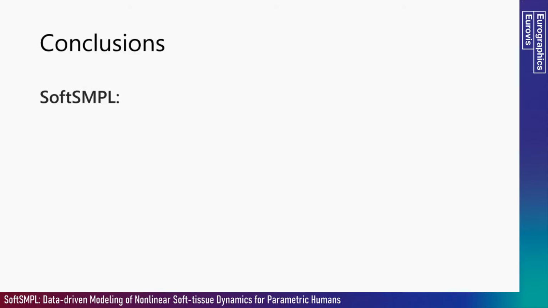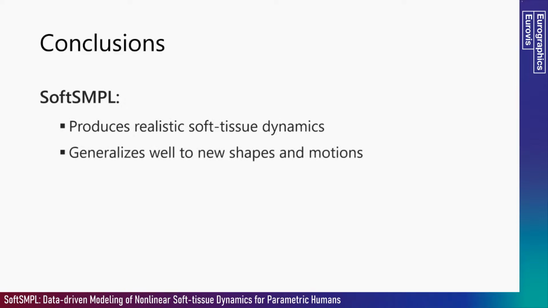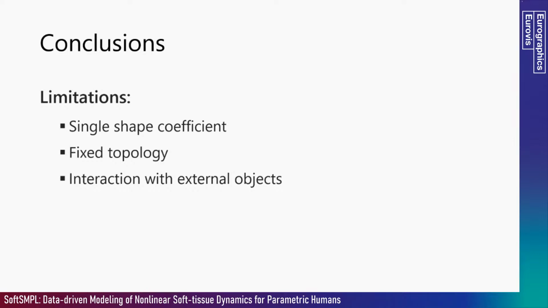To wrap up, we have developed a method that produces realistic soft tissue dynamics, generalizes well to new shapes and motions, and runs at interactive frame rates. That said, there are still several limitations that would be nice to address in future work. Due to the limited amount of data, our model is limited to one shape coefficient, so it would be interesting to explore alternative approaches that enable sampling a larger shape space. Furthermore, our model is limited to the template of the simple model, so currently it doesn't support variable topologies. Finally, we believe that adding interaction with external objects will also be a very interesting line of future work.